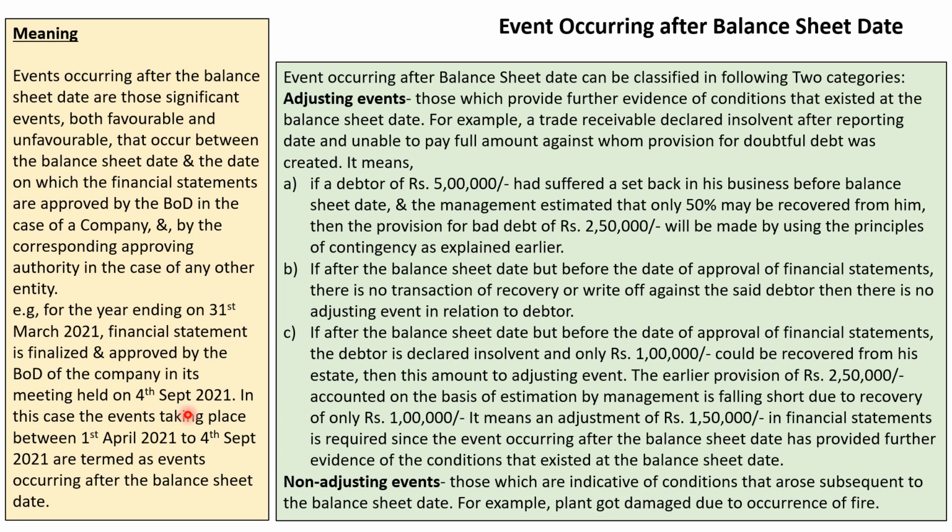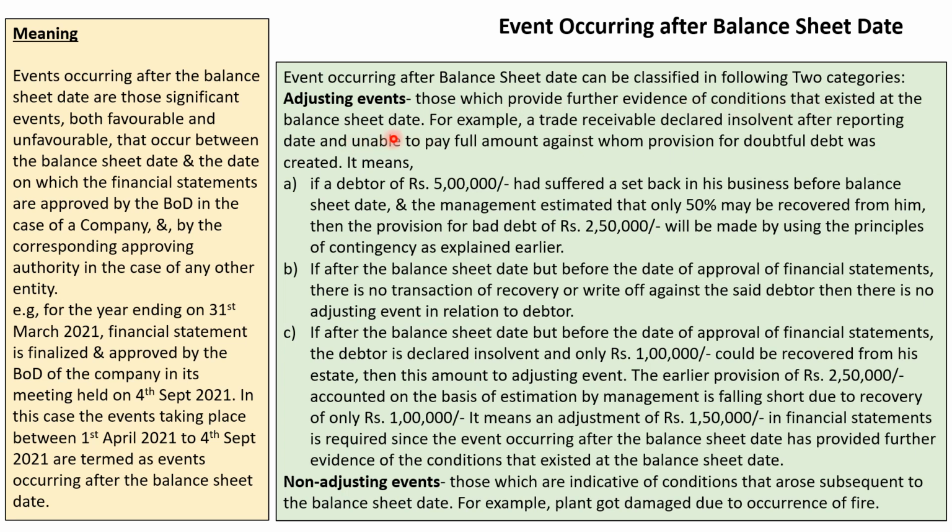Sir, but the loss has happened after 31st March. That means it has happened in the next accounting year. So it should be recorded as a loss of next accounting year. Yes, what you are saying is true. But AS4 tells you that it's an event which is occurring after the balance sheet date, and it's an adjusting event because it's an event which provides further evidence of the conditions that existed at the balance sheet date.